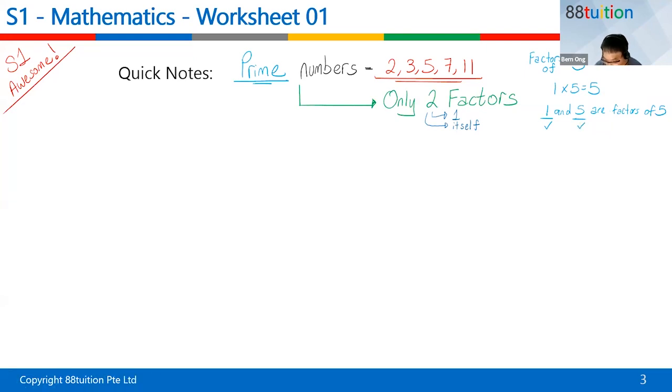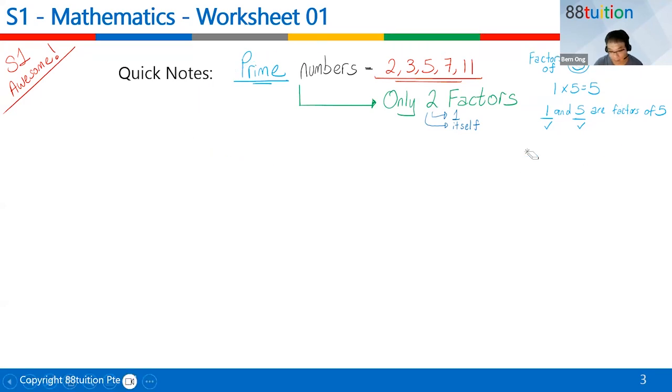Itself means what? We are looking for factors of 5. All right, the other one is the repeat. So these few numbers, 2, 3, 5, 7, 11 are considered prime numbers. They only have two factors. One is 1 and the other one is itself. So this is the simplified explanation.